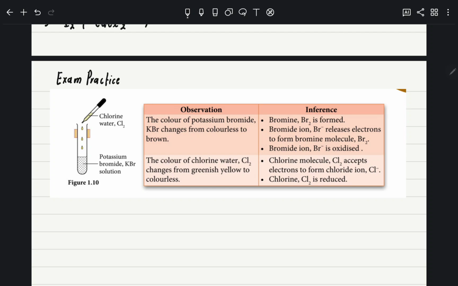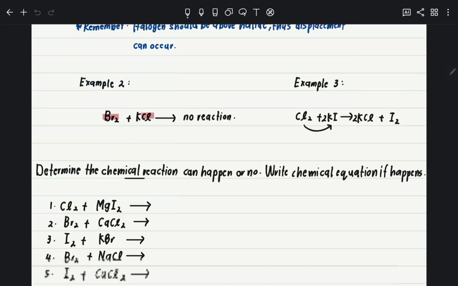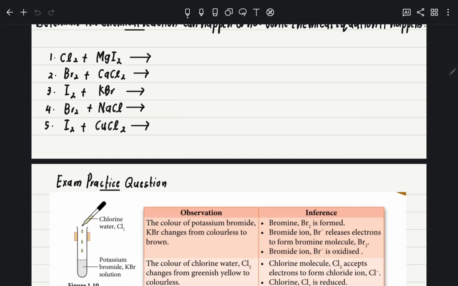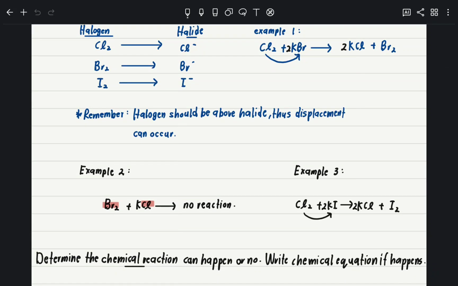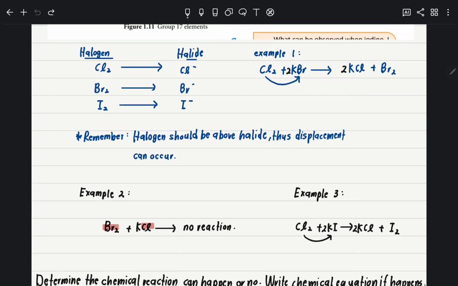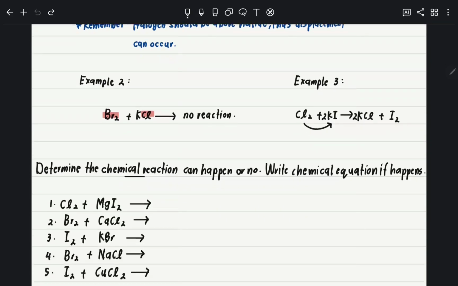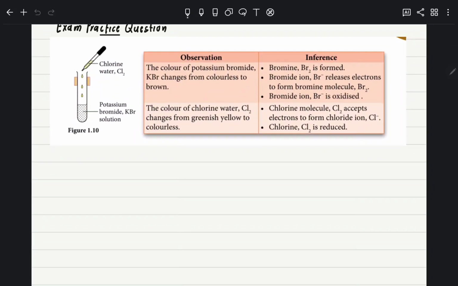Once I teach this question, you can go back after this class and try to do this one. I'm doing Cl2 and KBr. You can do the second example and the third example, and try to explain how I do it. Don't look at the observation first.